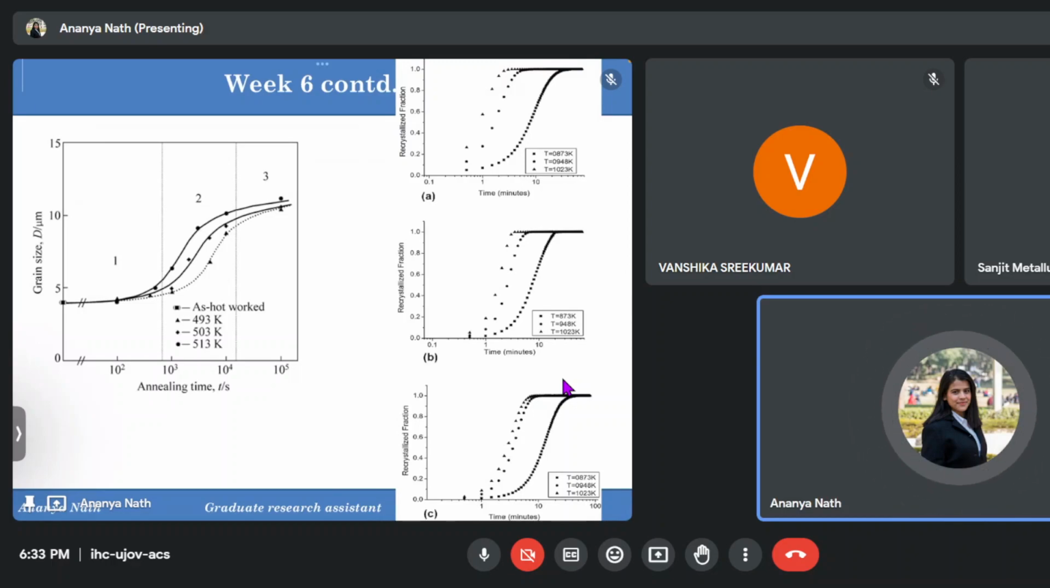For different temperatures, we are getting different types of graphs depending upon the time and the temperature. The recrystallization fraction is changing. It's for different alloys, the three graphs.